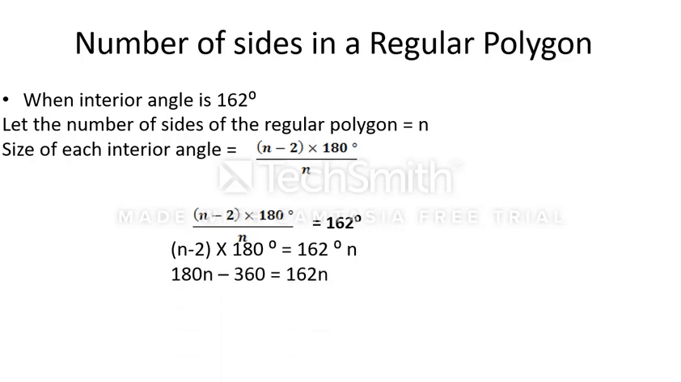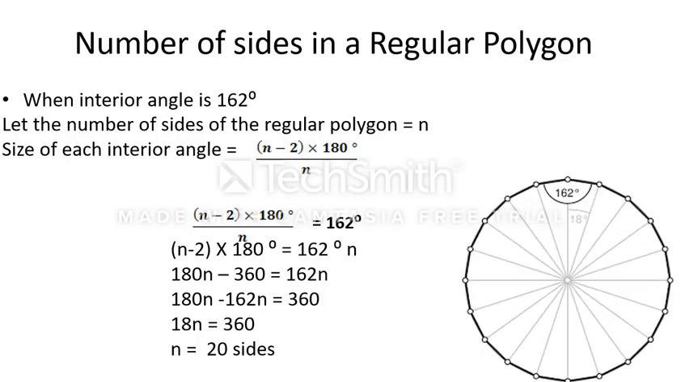Multiplying (n minus 2) by 180 degrees, we got this equation. And at the end, we find out that this polygon has 20 sides, in which one interior angle is 162 degrees. So it's a 20-sided polygon, or we can say it's a 20-gon.